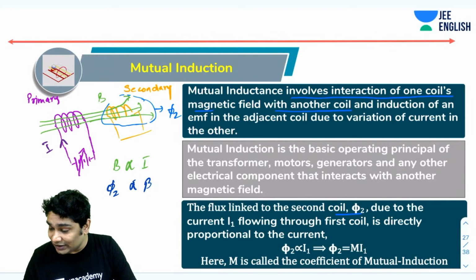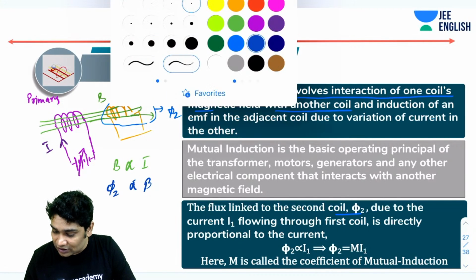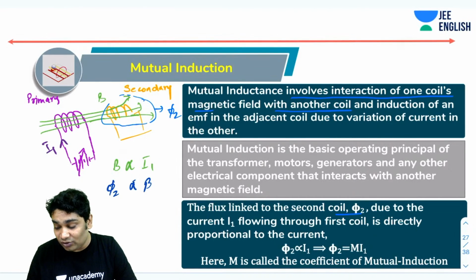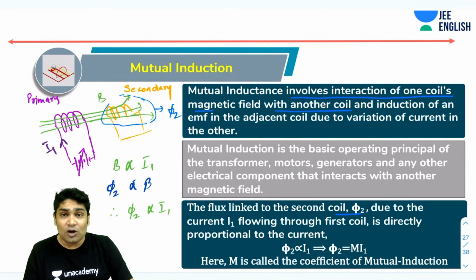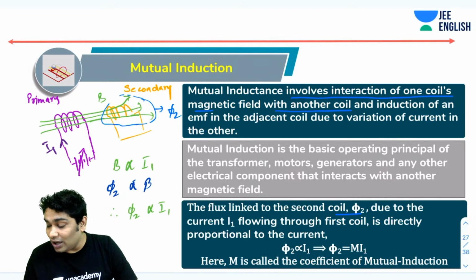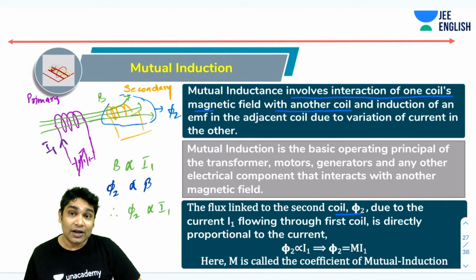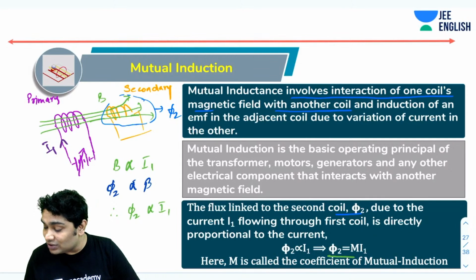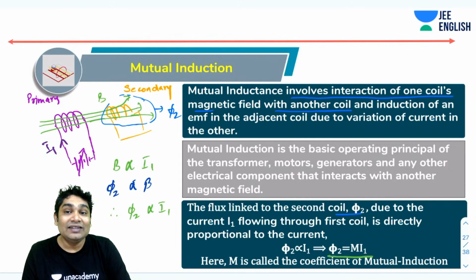So therefore, what I will conclude is, let's call this I1. So I can say that phi 2 would also be proportional to I1. So this is the logic of me saying that the flux linked with coil number 2 would be directly proportional to the current in coil number 1. Okay. So if I introduce a proportionality constant, I get phi 2 equals M times I1, where M is called the coefficient of mutual induction.